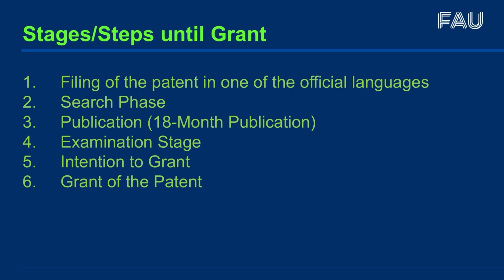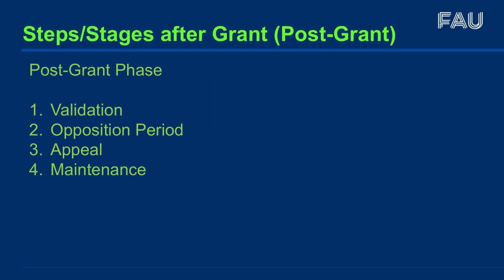If the examiner concludes that everything is in order, the EPO issues a formal communication stating that it intends to grant the patent. Once the applicant completes the required steps, this leads to the grant of the European patent. After the patent is granted, several post-grant steps follow. First, the patent must be validated in the designated countries in order to take effect there. In addition, the granted patent may be opposed by third parties within a 9-month opposition period. Finally, maintenance fees must be paid regularly to keep the patent in force.